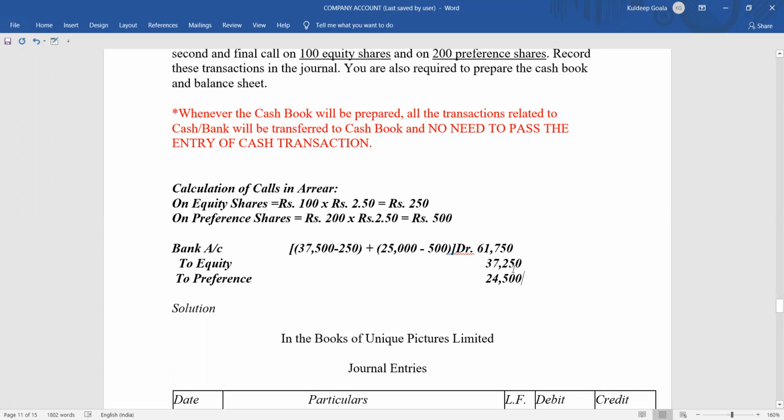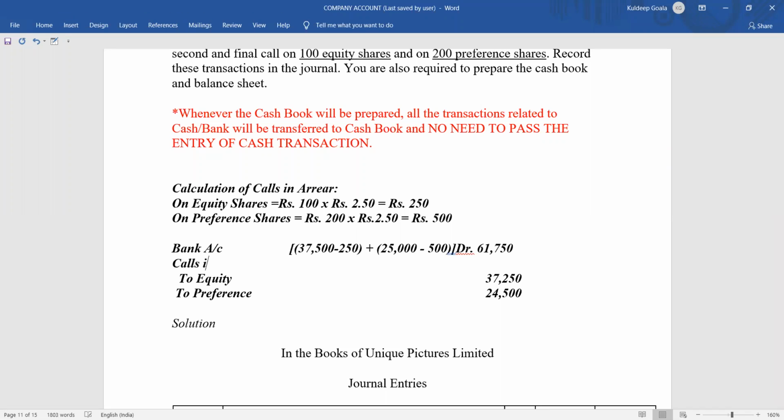This is the amount of money we are going to get. Okay, don't get confused. This is the amount we are going to receive on equity, and this is the amount we are going to receive on preference. The entry will be like this: bank account debit 61,750, calls in arrear account debit. The calls in arrear is how much? 750 rupees, right?